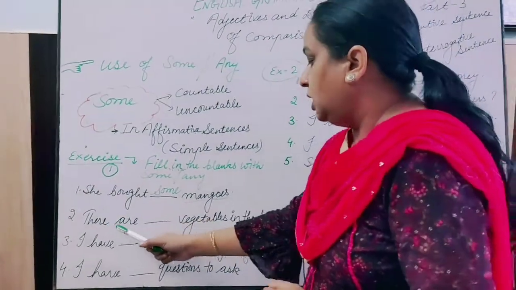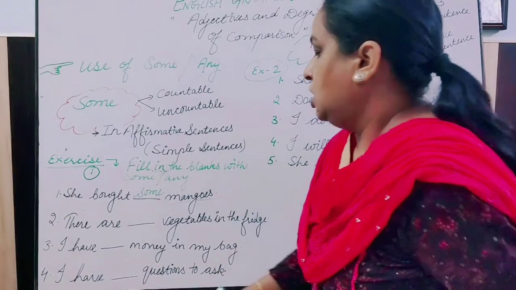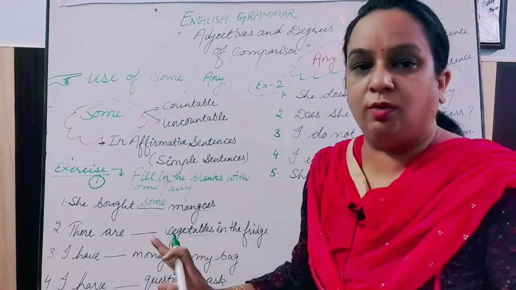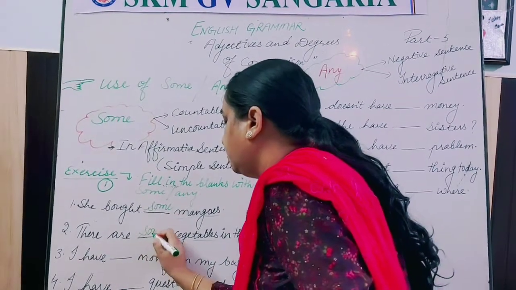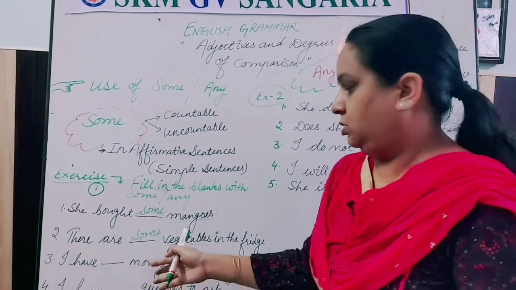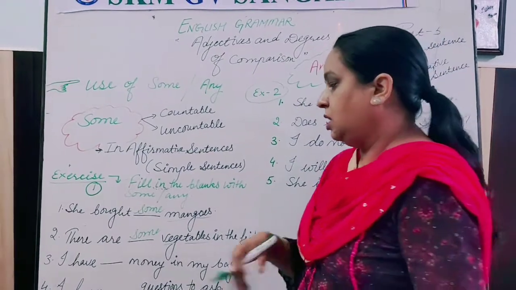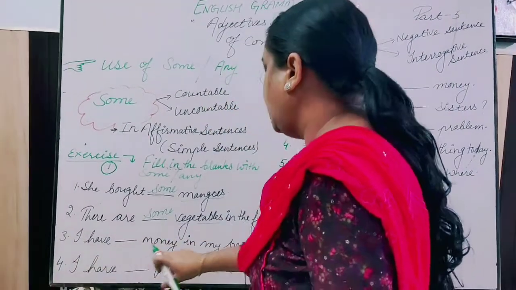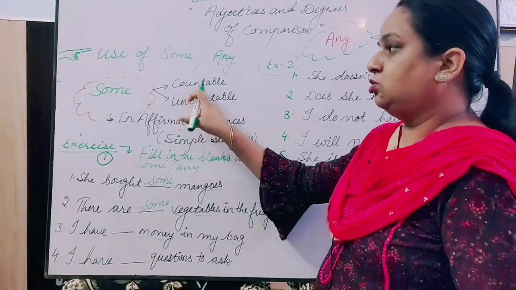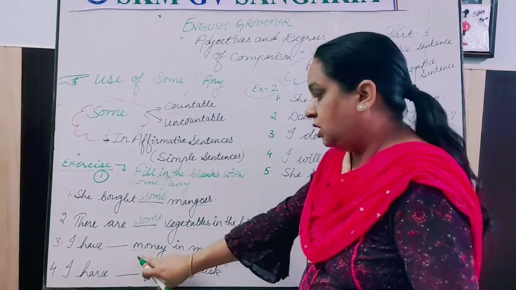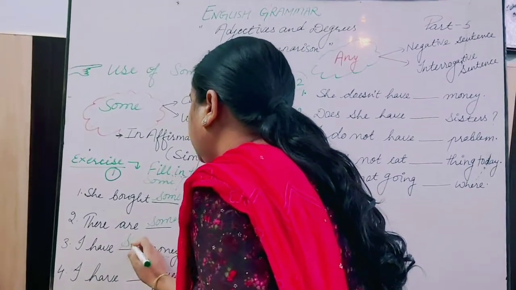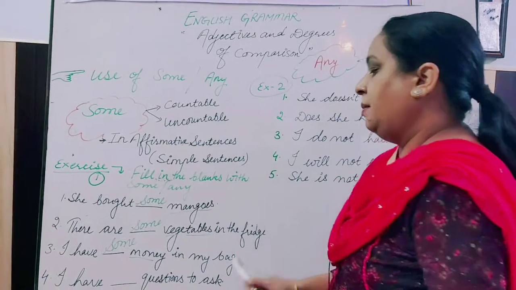Next question is, there are dash vegetables in the fridge. So vegetables is countable and the sentence is affirmative. So what we have to do? Some. Why is it affirmative? Because this is not having any not, never type of words, right? This is not giving any negative sense. So next one is, I have dash money in my bag. So money is what? Uncountable. As I said, it is used with countable and uncountable both. So here it is uncountable, so we have to do: I have some money in my bag.